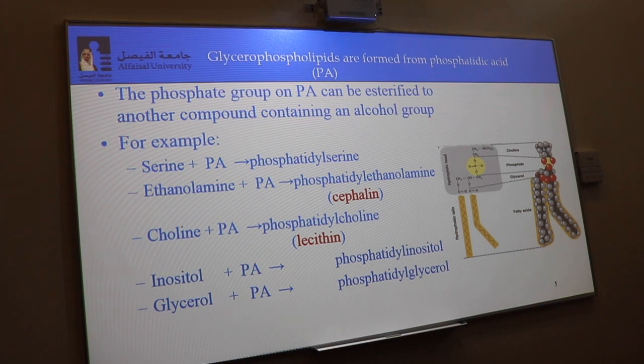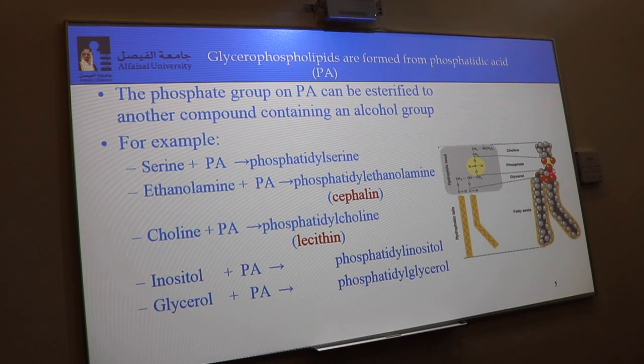And you have to know lecithin very well because it is involved in the maturation of the lung of the fetus. You know that the baby may have sudden death after birth, and this is due to immaturity in the lung. So lecithin is one of the components that should be present in the lungs to have a mature lung.